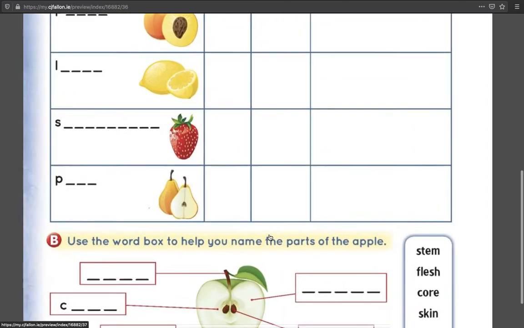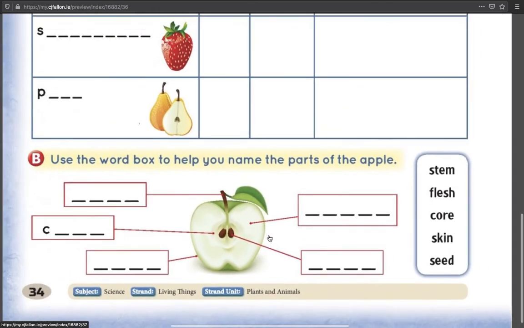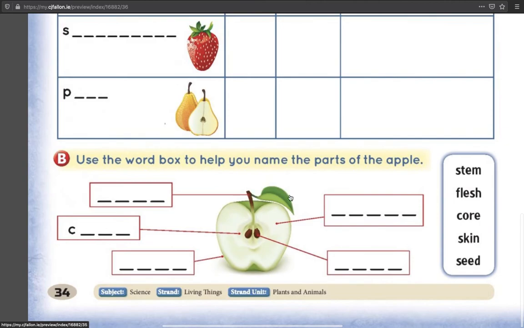And finally, down here, we're going to talk about the parts of the apple. Okay, so we've got stem, the part that attaches it to the tree. The flesh, which is the part that you eat, the tasty, juicy part. The core, the part in the inside that you do not eat. The skin, we all know what the skin of the apple is. On an orange, you peel the skin. On an apple, you can peel it off with a knife, but you can eat it all the same. And then the seeds.